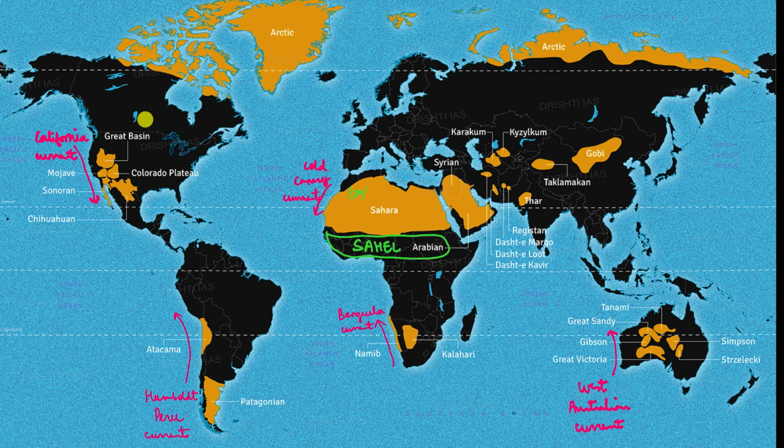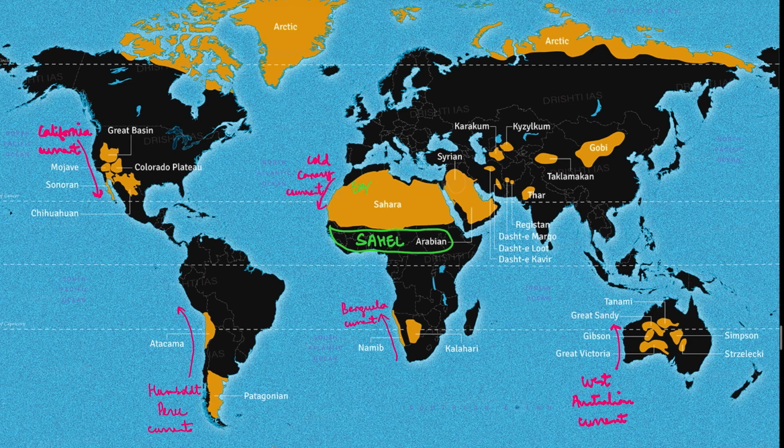So moving to North America. In North America, the deserts are found because of the Californian cold currents. So over here, this is the Great Basin. Then this is the region of Mojave in the Colorado Plateau. This is the Sonoran over here in the coast. In between the Sonoran, this is the Gulf of California. And then over here is Chihuahua.